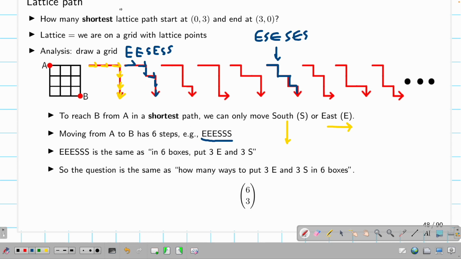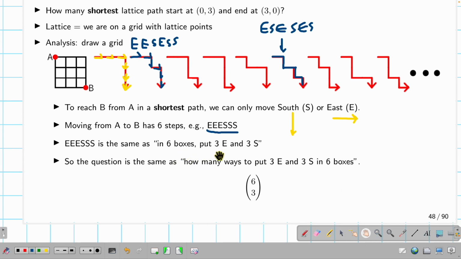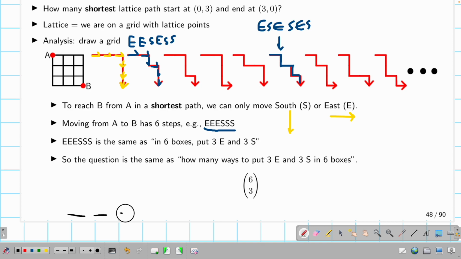The key here is to understand this is the same as what? In 6 boxes, you put 3 E's and 3 S's. These 6 boxes correspond to what action you do from moving from A to B. So that means in each box, you can put an E here, or you can put an S here. And the question is, how many ways can you allocate the E's and S's such that there are 3 E's and 3 S's? Notice that. Can you have 4 E's or 2 S's? Can you have that? Let's see.